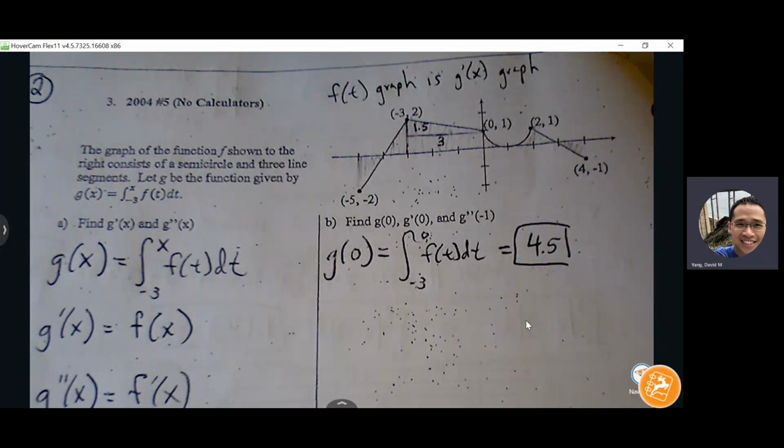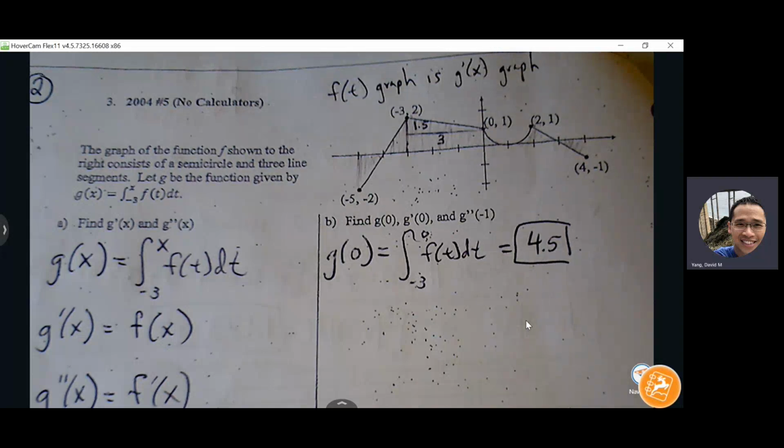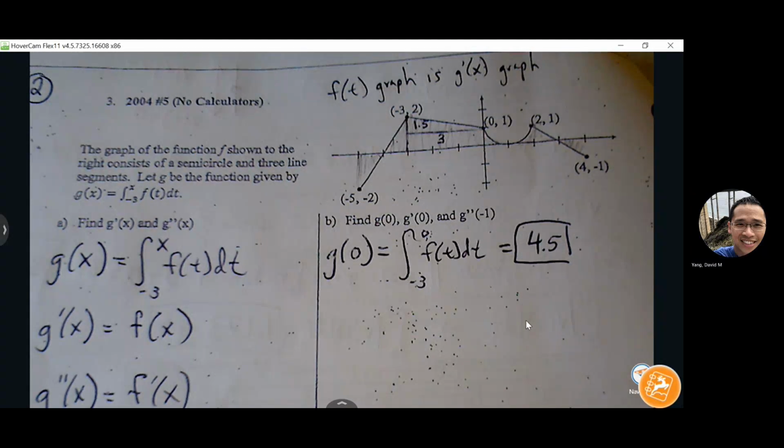All right, so we're always relying on the definition to help us through what we're going to add up. Next up, find g prime of 0.